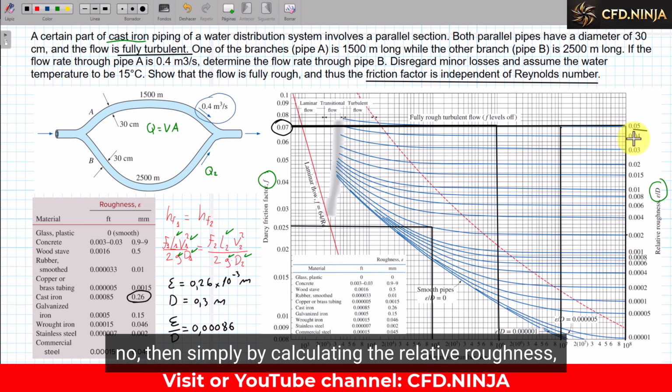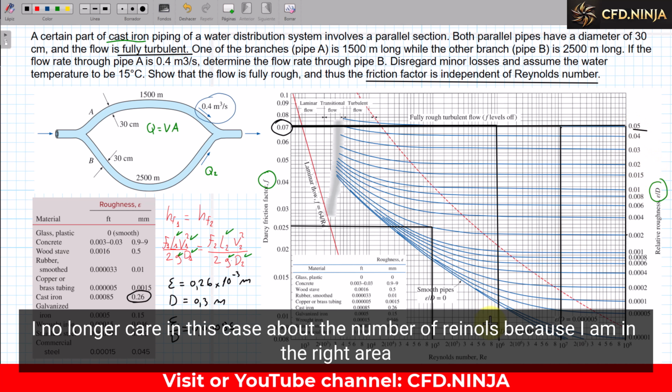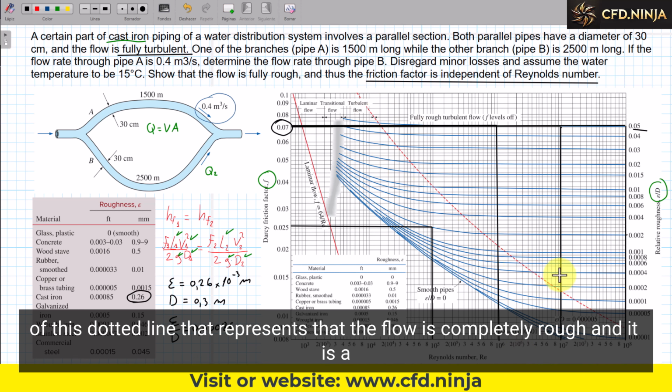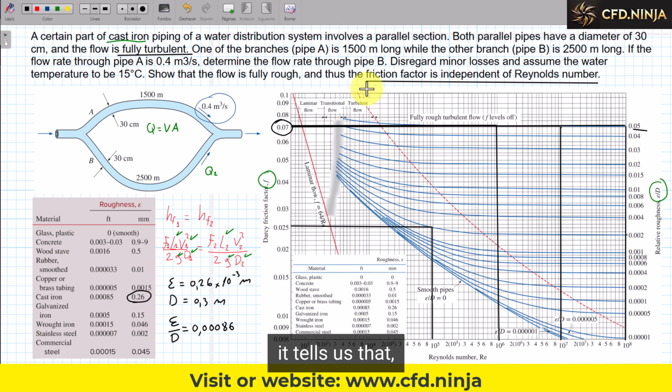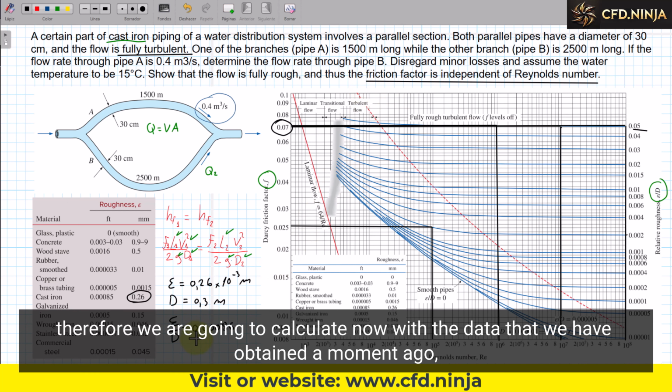No, then simply by calculating the relative roughness, I no longer care in this case about the Reynolds number, because I am in the right area of this dotted line that represents that the flow is completely rough and it is a completely turbulent flow, and that is the condition that we are in the problem. Therefore, we are going to calculate now with the data that we have obtained a moment ago.